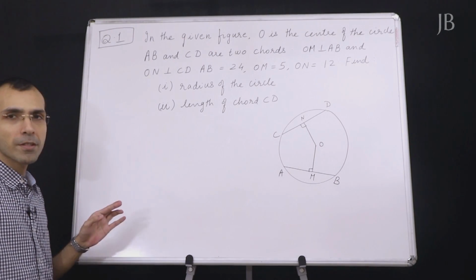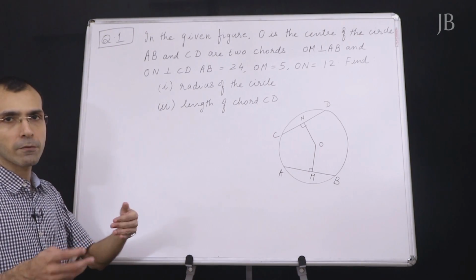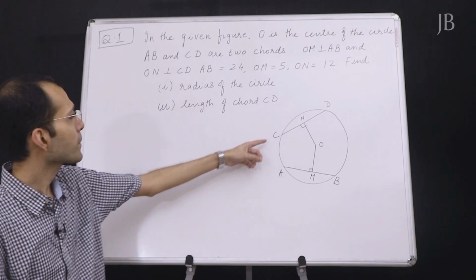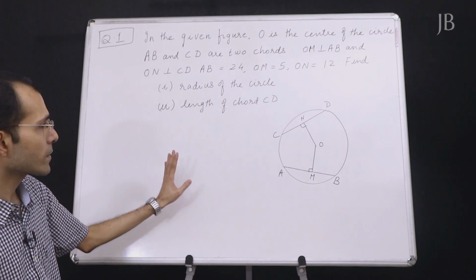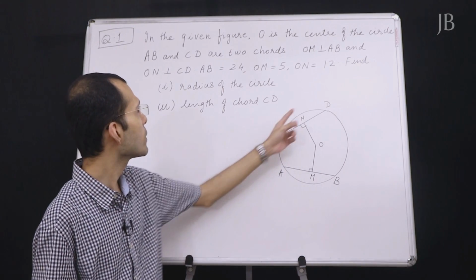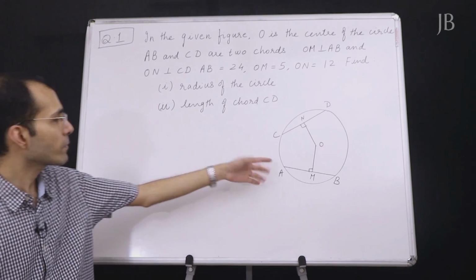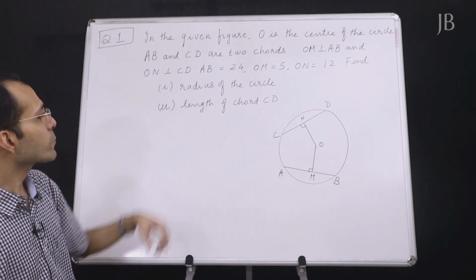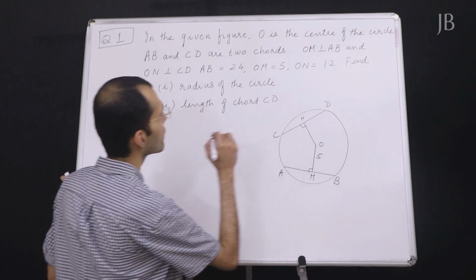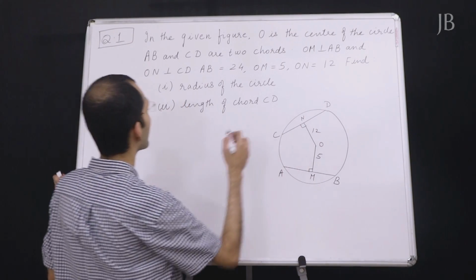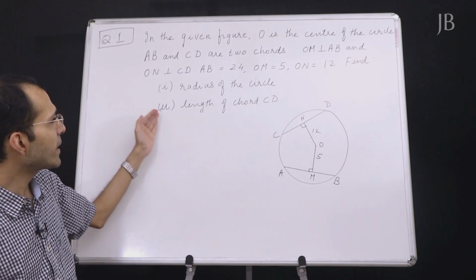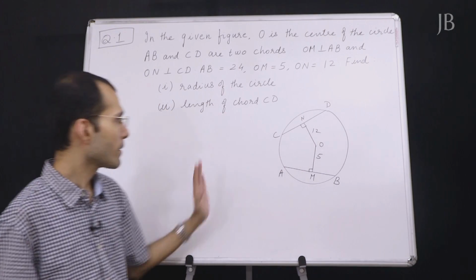Question 1. Now we will be doing one or two questions based on the two concepts which we just studied. In the given figure, O is the center of the circle, AB and CD are two chords. OM is perpendicular to AB and ON is perpendicular to CD. That is given, so we have marked it. AB is 24, OM is 5, ON is 12. What we need to find? Radius of the circle and length of chord CD.